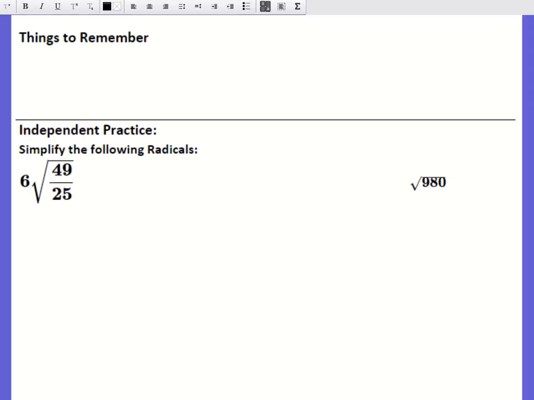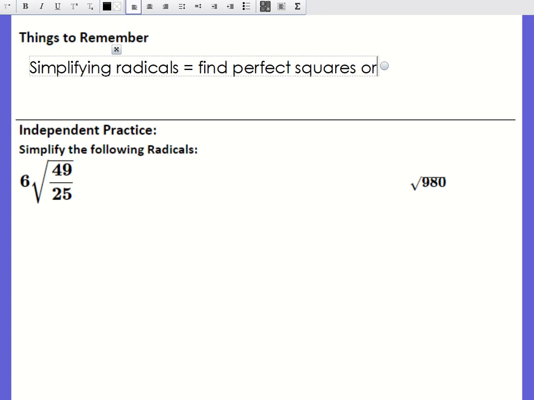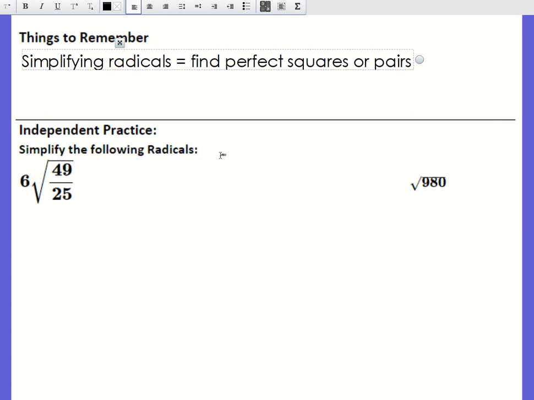So I guess our main thing to remember is that when simplifying radicals, we're trying to find perfect squares or those pairs, right? So simplifying, did I spell that right? Nope, that's an I. Guys, I can't spell today. Radicals equals find perfect squares or pairs. Okay, so that's the whole point of it, right?